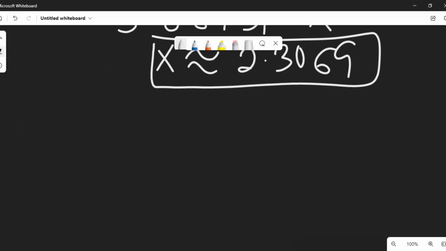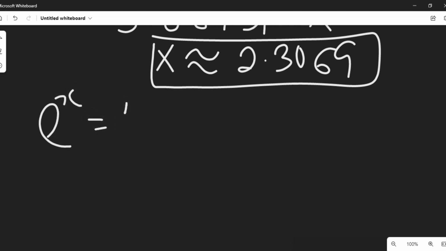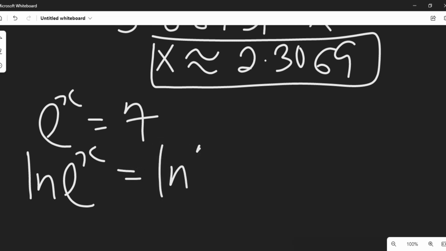In the next question, we are asked to find the value of x in e to the x equal to 7. You notice that there is no other number on the left hand side, so we are going to take straightforwardly the ln of this value. Whenever we are dealing with base e, it is better to use the natural logarithm. So we're going to take the natural log of both sides. We'll have the ln of e to x equal to the ln of 7.